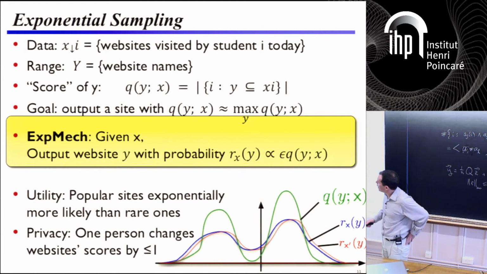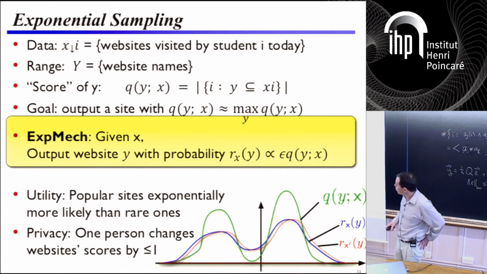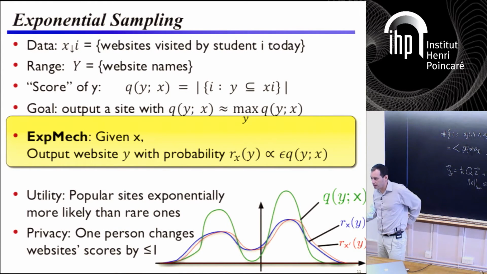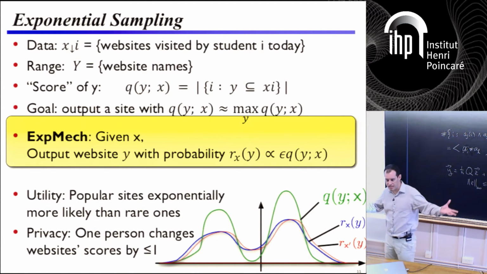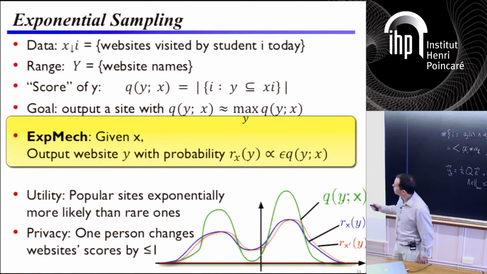OK, so let's look at it in a particular context. Imagine that we've got a data set. Each person's data, sorry, that should be x sub i. It somehow didn't get subscripted. x sub i is a set of websites visited by a Penn State student today. So this is my data set. I've got some range of possible website names, but of course there are a lot of them.